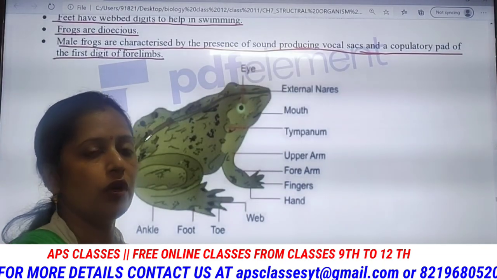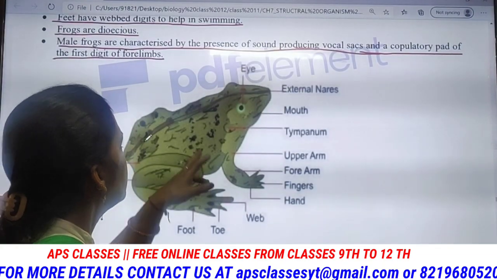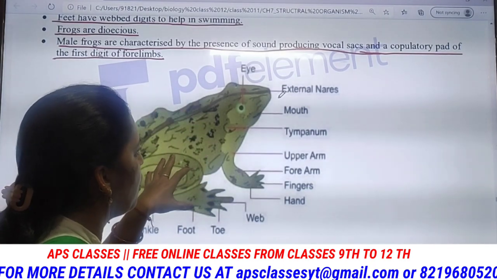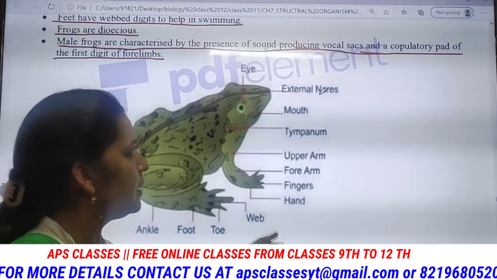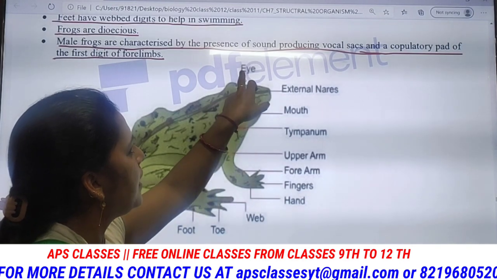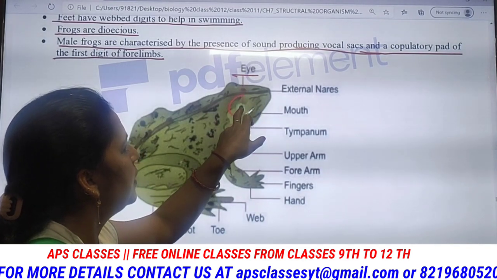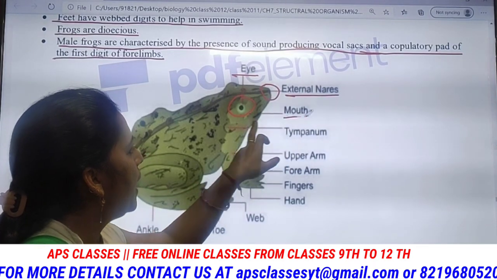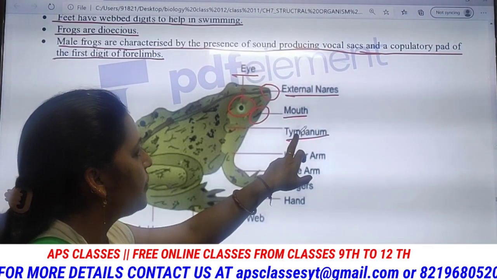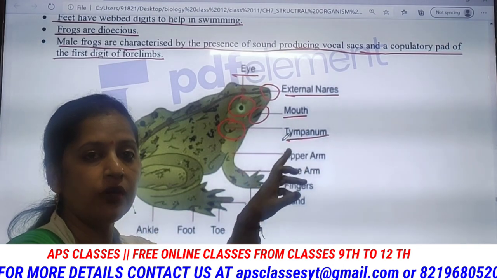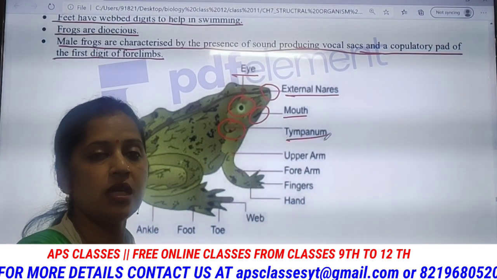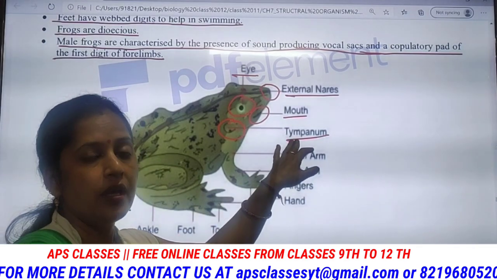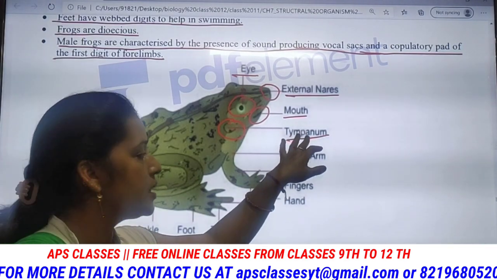So this is the morphology of the frog. So this is the external features or the external morphology of the Indian frog, that is the Rana tigrina. These are the eyes and just above the eyes these are the external nares. This is the mouth and this is the tympanum. अभी ऊपर हमने discuss किया कि the main function of the tympanum is to receive the sound signals. Without this tympanum frog cannot receive the sound signals.